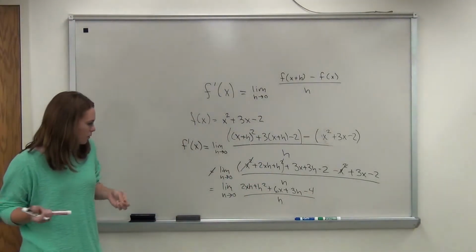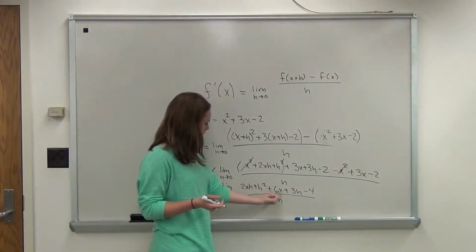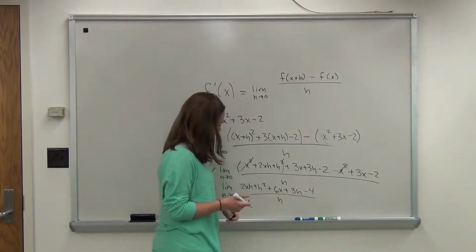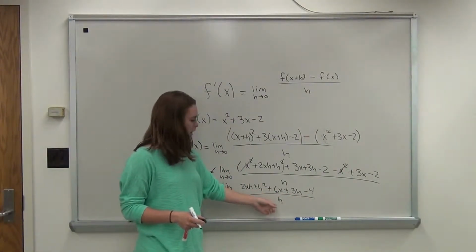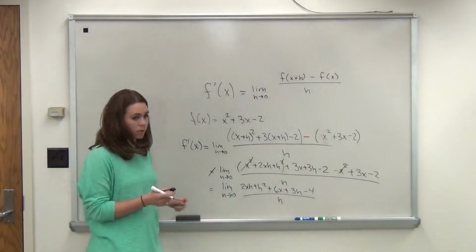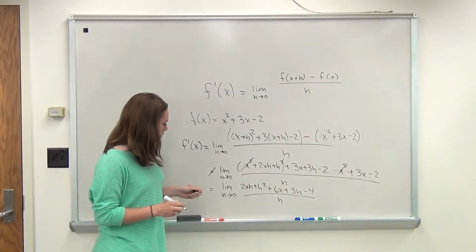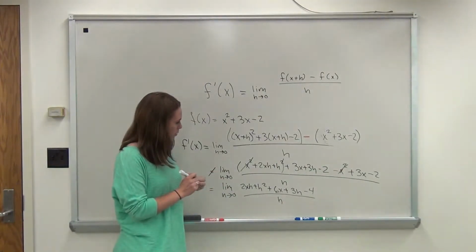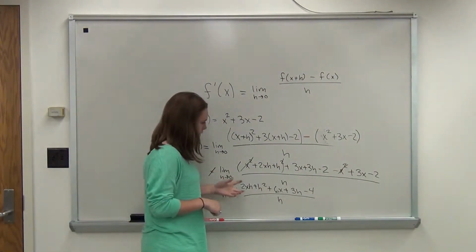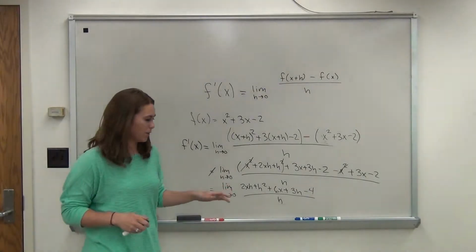And where do you go from here? Well, you can't pull out an h from everything, because we have this 6x and this minus 4, and you still have an h on the bottom, so you kind of don't know what to do next. So this is what happens when you don't distribute a negative. You get a much more complicated expression, usually, and it's obviously not correct.